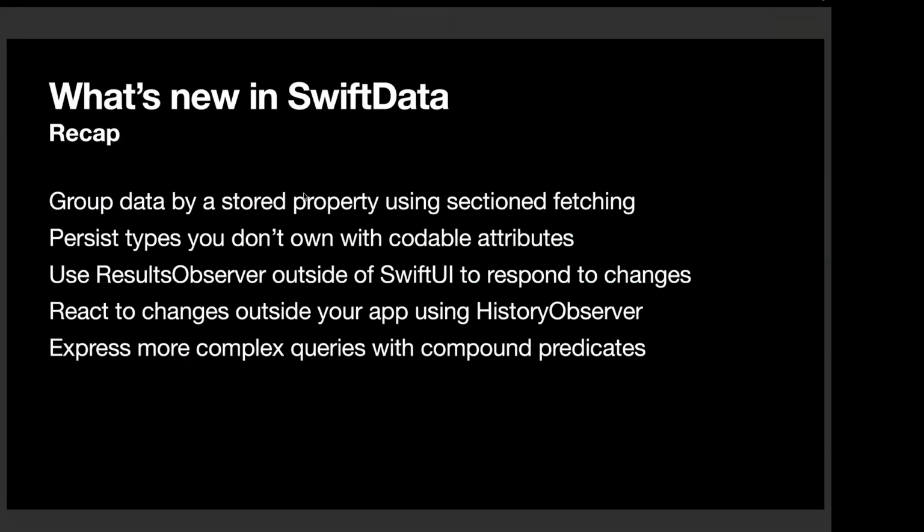So that's it. Quick recap. What's new in SwiftData this year? You can group data by a stored property using section fetching. You can persist reference types that you don't own with codable attributes. Use results observer outside of SwiftUI to respond to changes. Put it in your MVVM view model. Use history observer to sync changes with a server or to track changes made outside of your main app process, and express more complex queries with compound predicates.